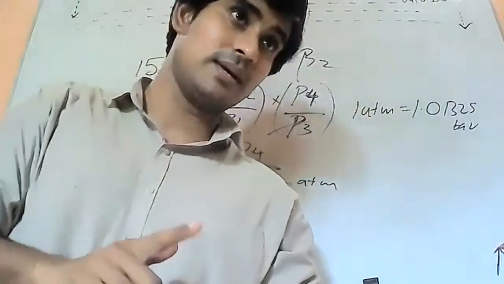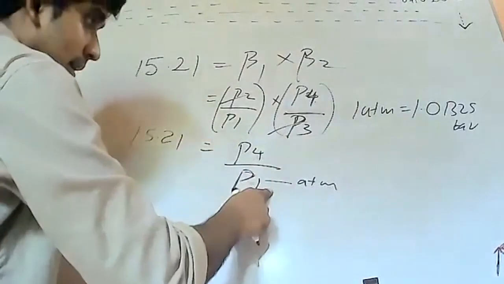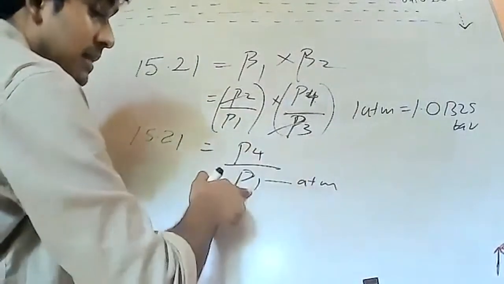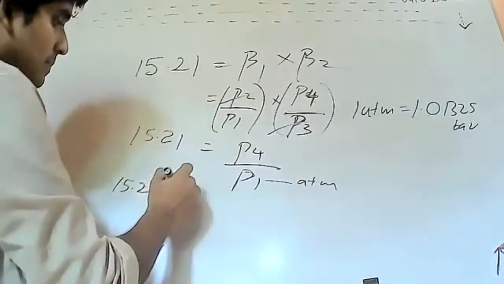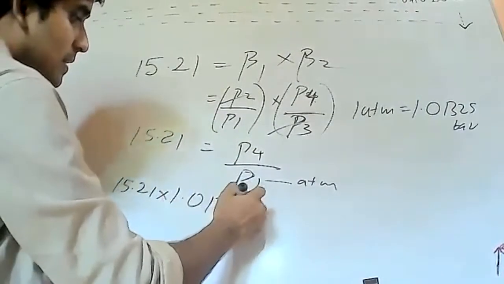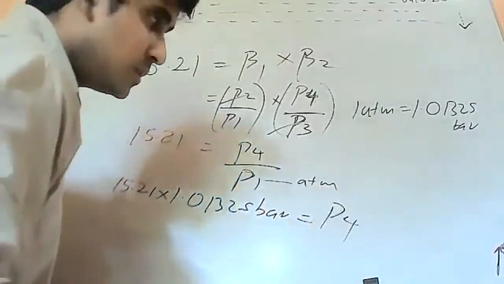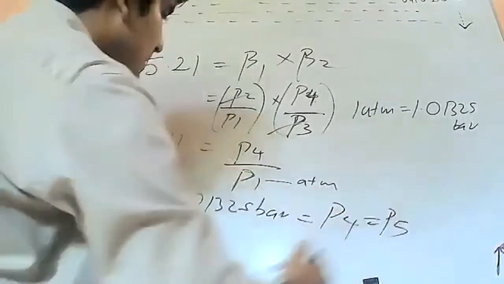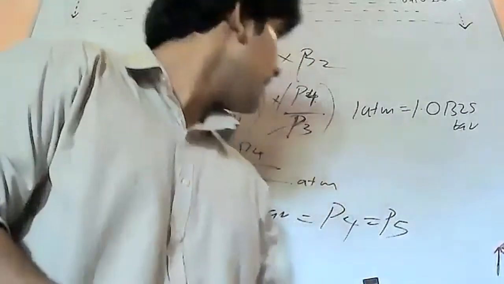Be very careful. So this ATM value you better put in bar. So 15.21 multiplied by 1.01325 in bar, that equals P4. So P4 is the same as P5. I just taught you how to find the pressure values.